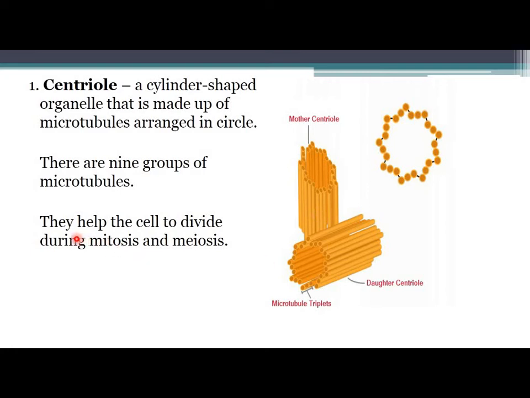So, ang centriole, they help the cell to divide during mitosis and meiosis. Pag sinabi nating mitosis, it is a series of steps that results in the formation of 2 new nuclei having the same number of chromosomes. So, yun, no, they help to divide the cell during mitosis and meiosis.